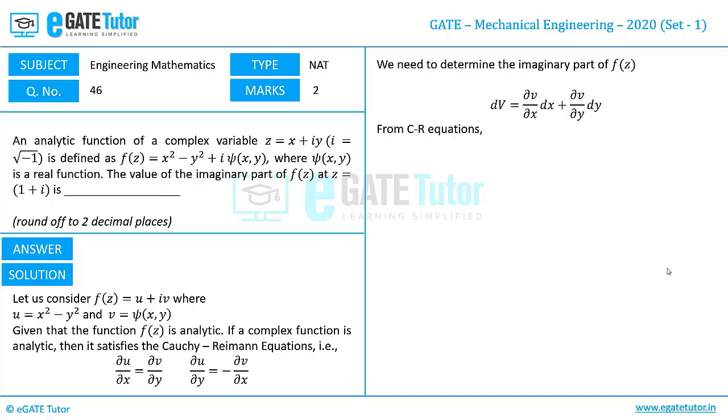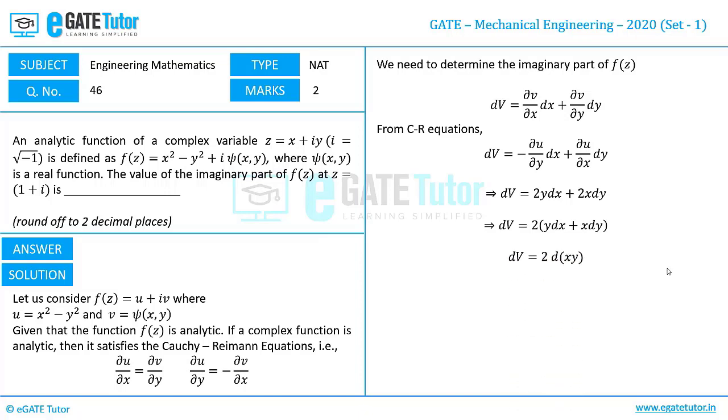This turns out to be dv = −(∂u/∂y) dx + (∂u/∂x) dy. If we substitute u = x² − y² in this equation, after simplification we are left with dv = 2y dx + 2x dy. From this we can take 2 common and write dv = 2(y dx + x dy). The bracket term y dx + x dy is d(xy), so dv = 2 d(xy). Now integrating on both sides gives us v = 2xy. So the imaginary part of the given complex function is 2xy.